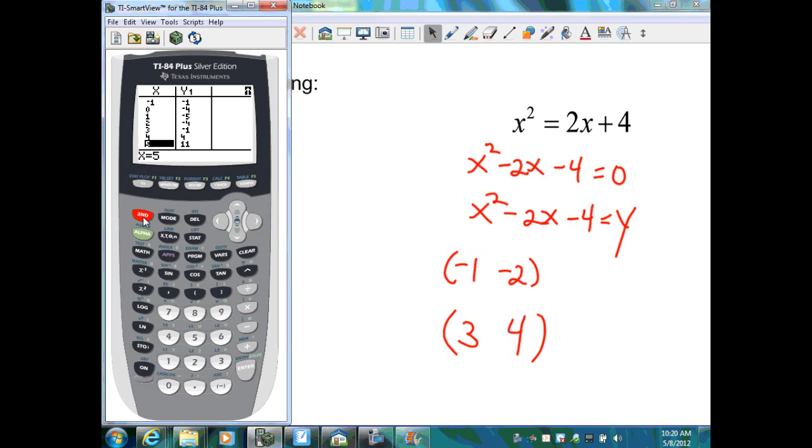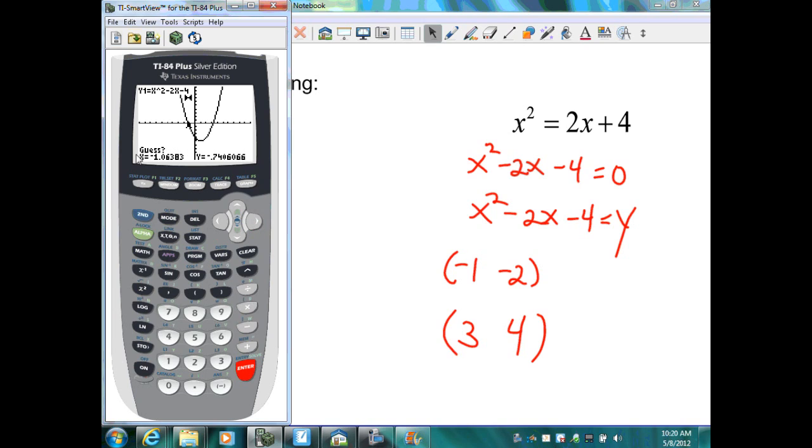Second trace, which will calculate, number 2 for calculate, and I want to go to the left of my x-intercept, which is going to be above the x-axis. So I need a positive y value. Here I have a positive y value. I hit enter. Now I'm going to scroll to the right until I get a negative y value. I get that right there.